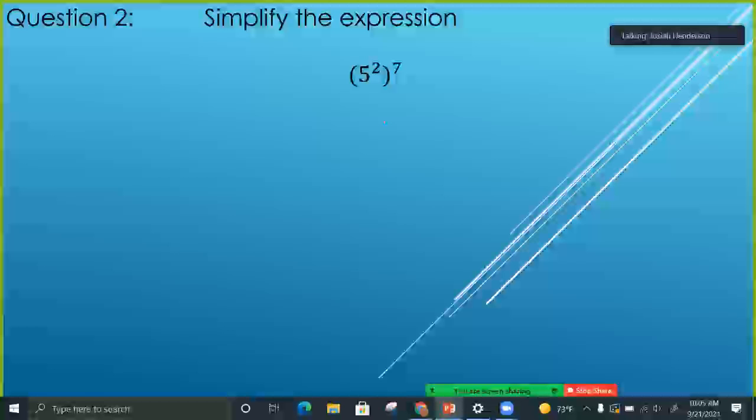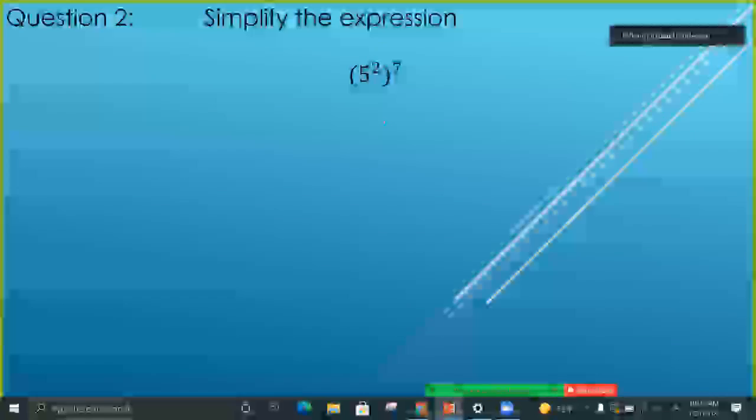Okay, simplify the expression. What do we see? We see 5 to the 2nd power, and that's being raised to the 7th power. So take a minute, see if you can simplify this at least one step, if not more, and let me know what you get.